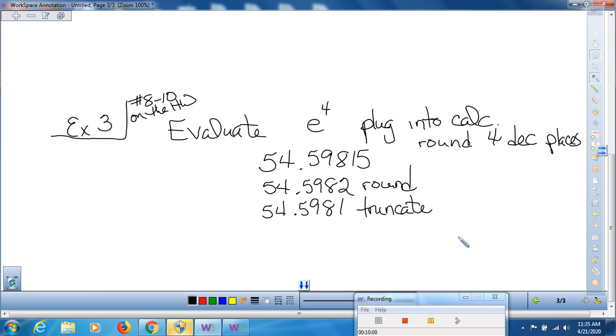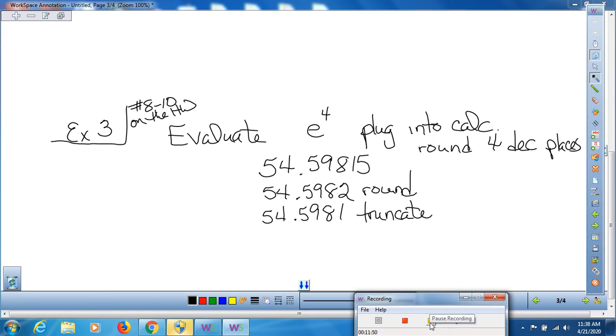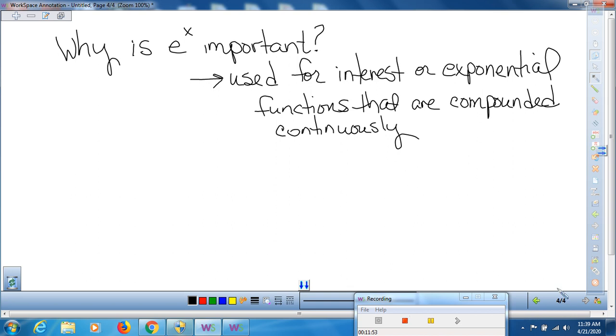So why is e to the x important? All right, so let's check out the answer to that question. Why is e to the x important? Well, we use e to the x for interest or exponential functions that are compounded continuously. This is going to be the key word. Anytime you see this word continuously, we're going to use e to the x.